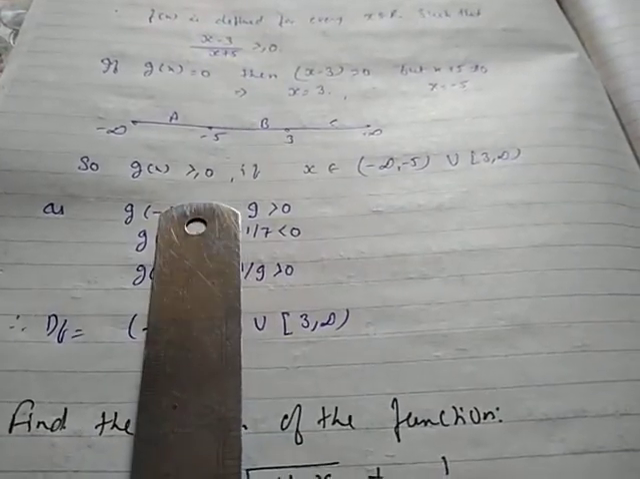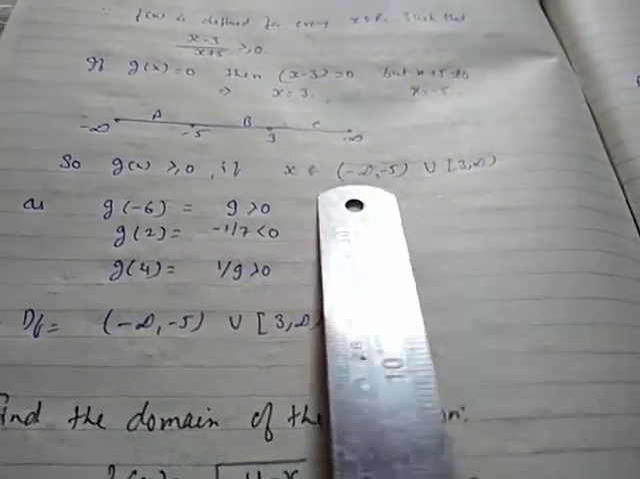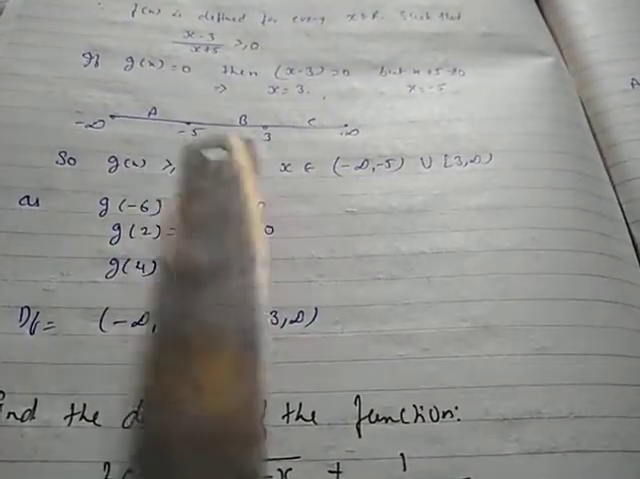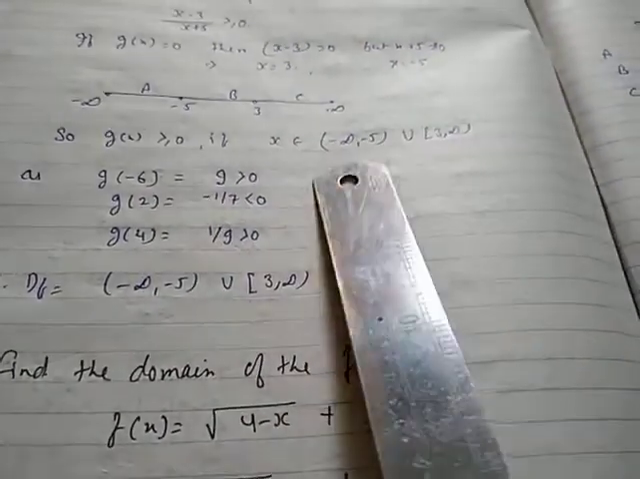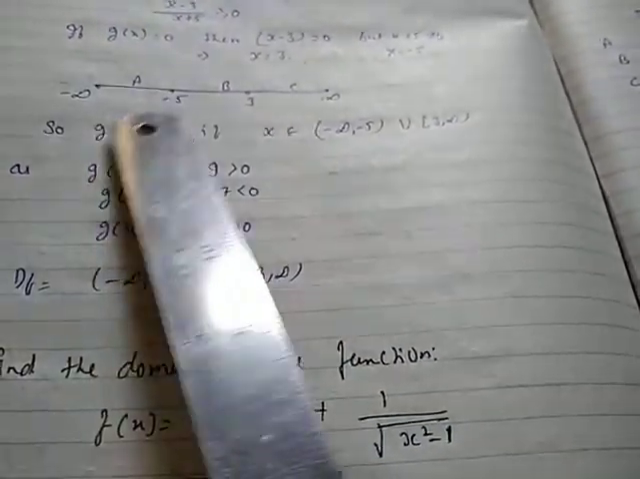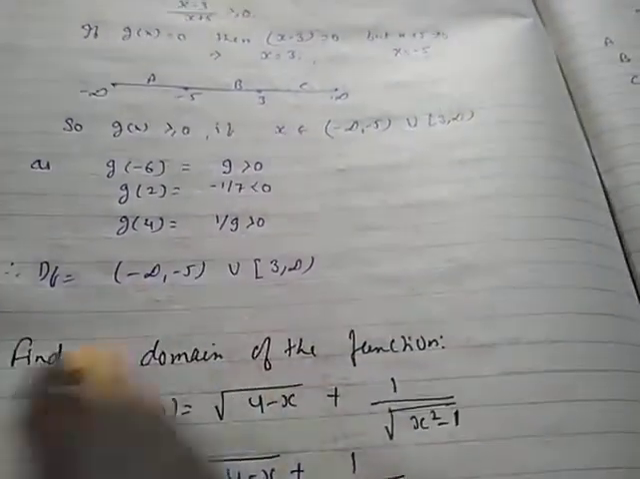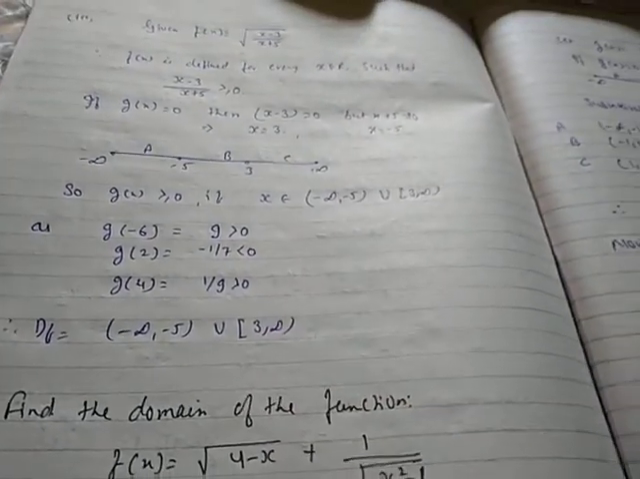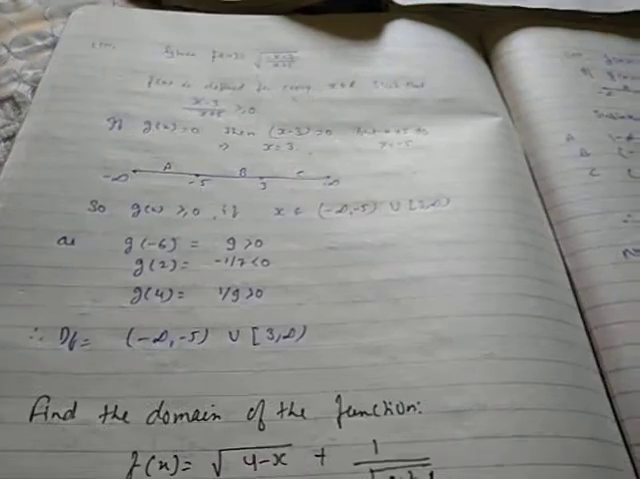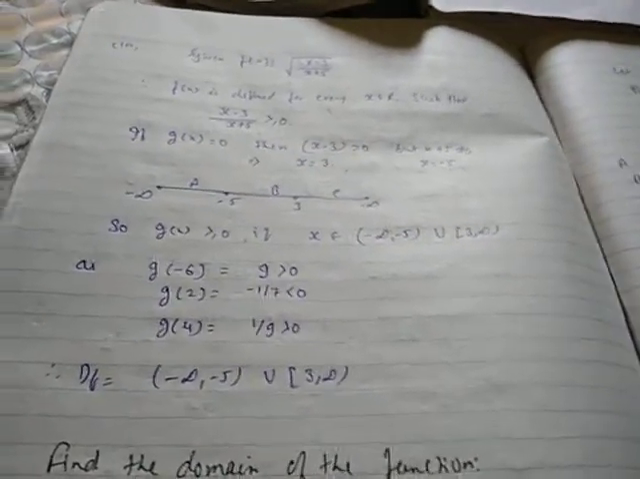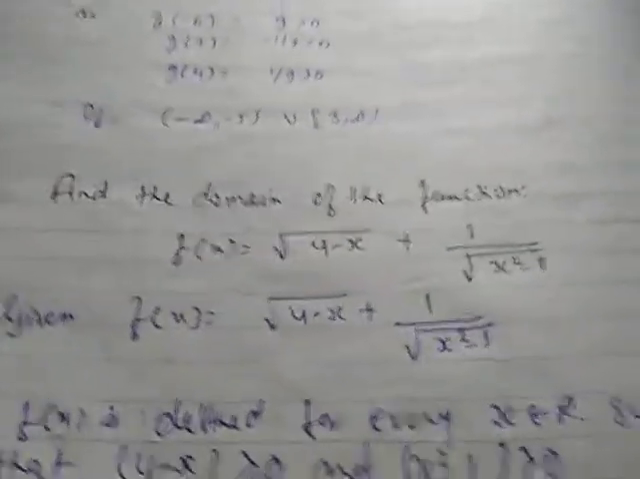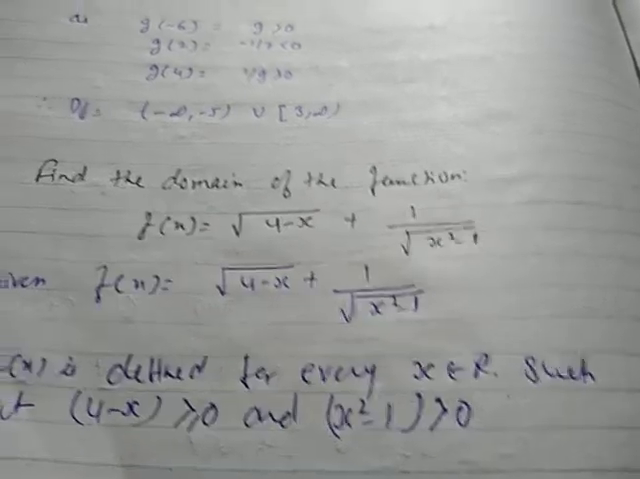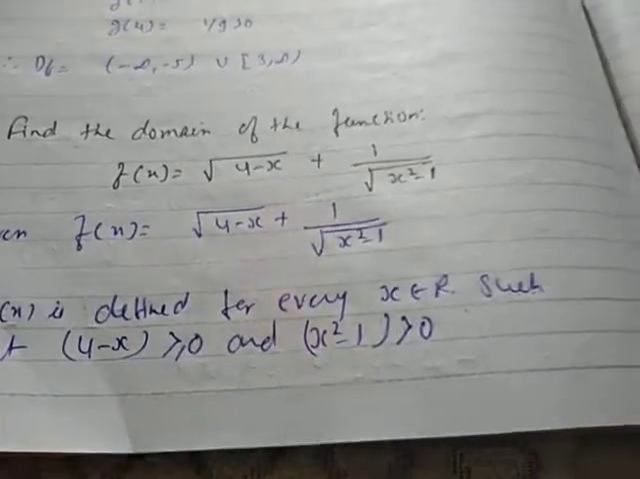So g(x) is greater than or equal to 0 in the same way when x is in minus infinity to -5 and 3 to infinity, because when you take the testing points here, it will give you greater than 0 in this interval and in 3 to infinity. So this way you can find the domain. You know how to do the testing point. Okay, so you can find at which interval it will give you positive.